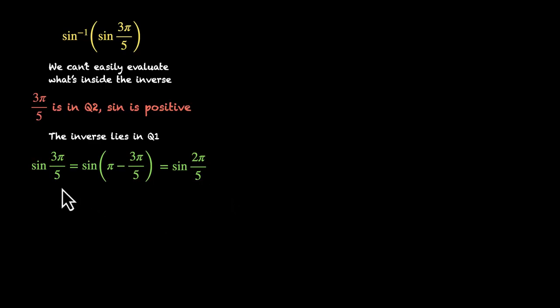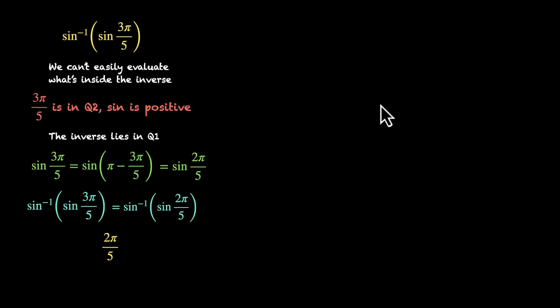This one is not in the first quadrant, but this one is, which makes this really useful for us in this scenario. We can replace sine 3 pi by 5 by sine 2 pi by 5 and write this as sine inverse sine of 2 pi by 5, switching 3 pi by 5 with 2 pi by 5 because both of these give the same sine. And now we need to evaluate this part, sine inverse sine of 2 pi by 5. This is something where we can cancel sine inverse and sine because 2 pi by 5 is in the principal value branch. So cancelling these two, we get 2 pi by 5 as the answer for this problem.